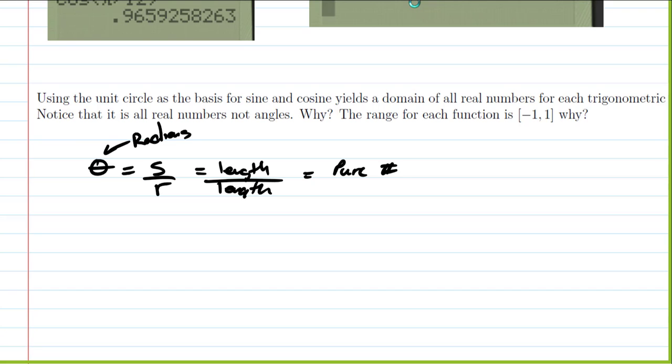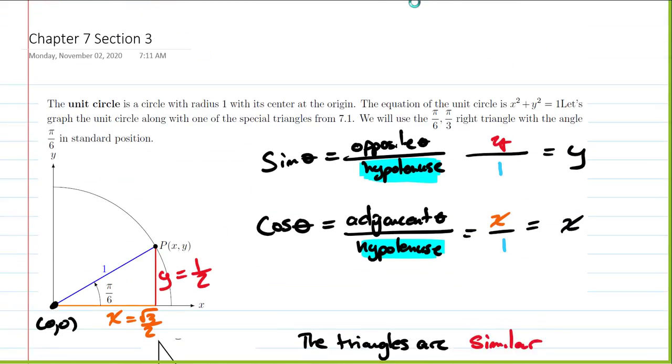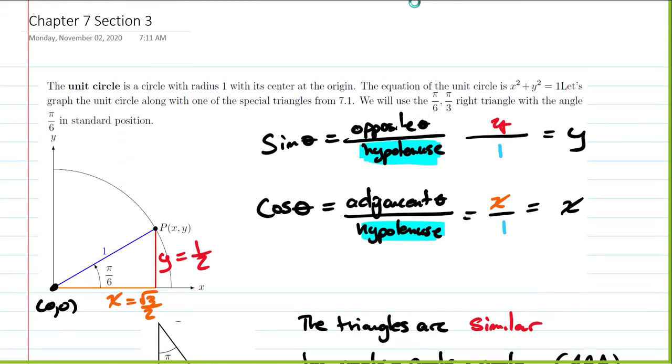And the range for each function is -1 to 1. Well, why would the range of each of the trigonometric functions be from -1 to 1? Well, that comes back to our unit circle. What is the biggest x value on the unit circle? Well, that would be over here.